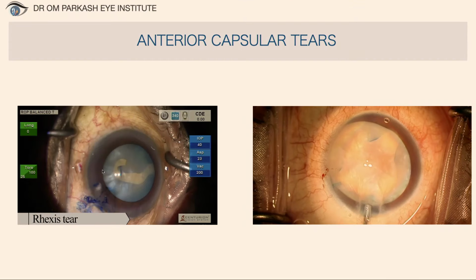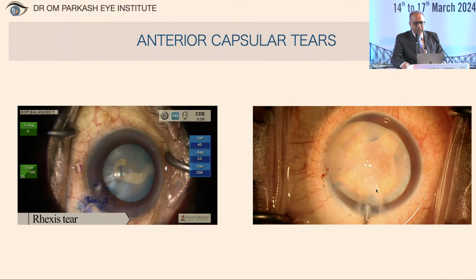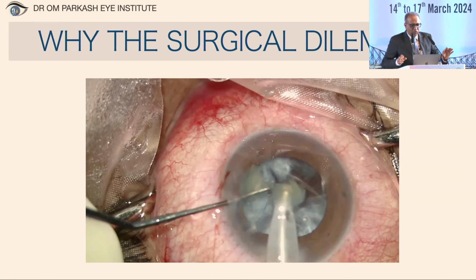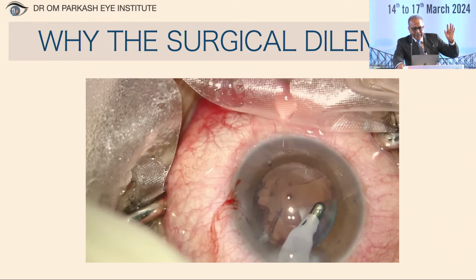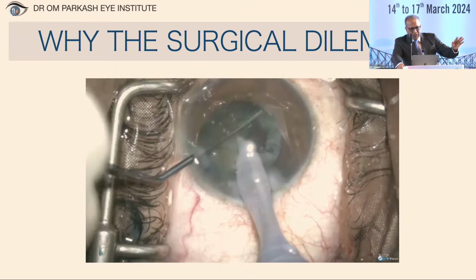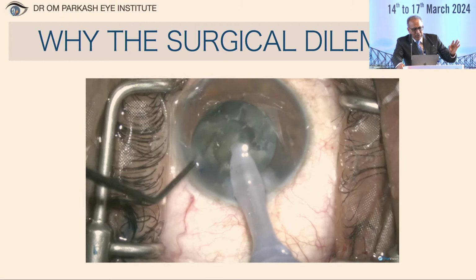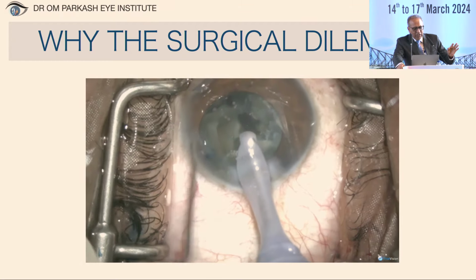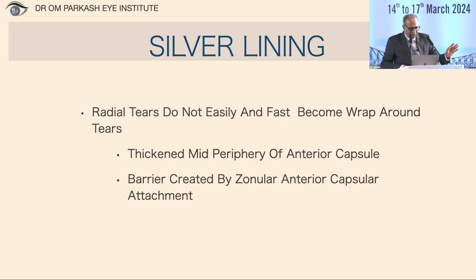Thank you, Dr. Tushya. Despite everything, we have an anterior capsular tear. These are the two scenarios one comes across: first is a rhexis tear, and the second is an Argentinian flag sign. Now the question is, why is this a surgical dilemma? The answer is, at times we can complete phacoemulsification, whereas at other times we end up in a catastrophe. So this is the surgical dilemma.